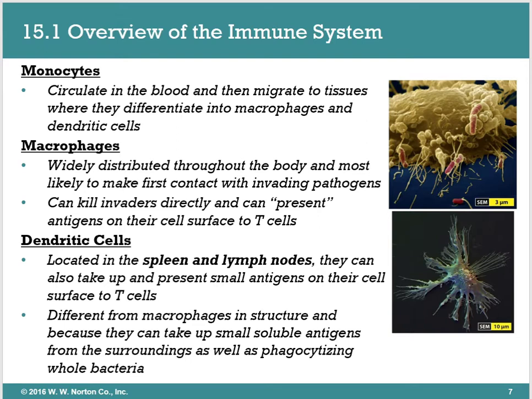So now let's talk more about other cells. We have monocytes, macrophages, and dendritic cells. Monocytes are constantly in the blood, and they will migrate to tissues where they will further differentiate into a macrophage or a dendritic cell. If they differentiate into a macrophage, these guys are everywhere throughout your body, and they're the ones most likely to come in contact with the pathogen first, on top of antibodies too, if you've already been exposed to the microbe.